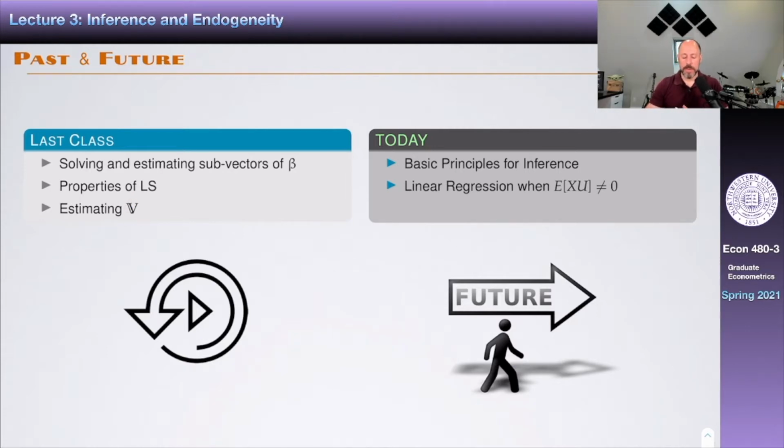Today, we're going to use this last result, the asymptotic normality and the estimation of B, to talk about what I call basic principles for inference, or inference 101 if you want. And then we're going to move to linear regression when the expected value of x times u is not 0, which is called endogeneity. Okay. Are there any questions about last class that you still have before we get started? All right. So let's get started.